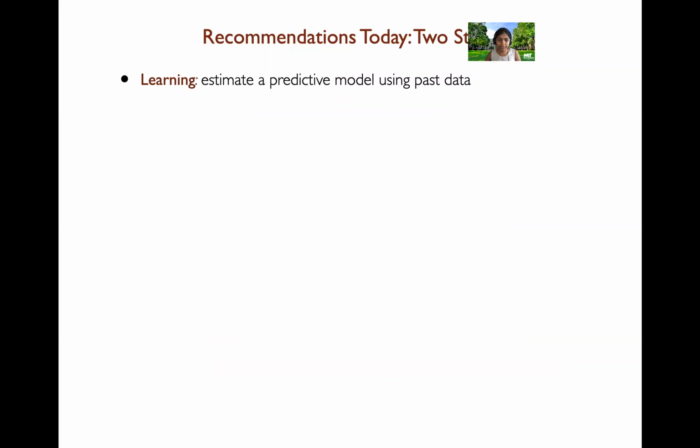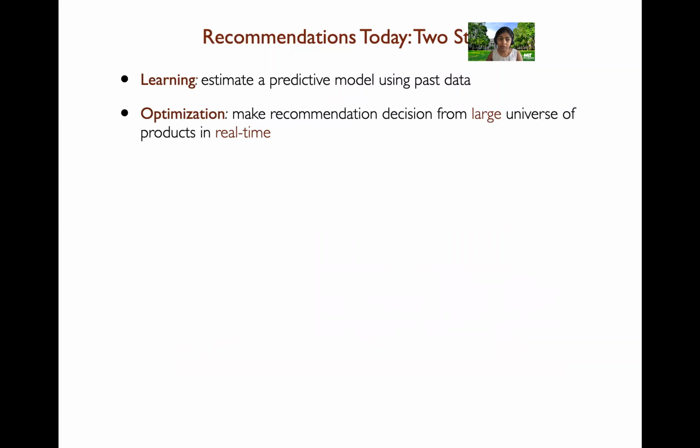The way companies think about making recommendations today is really in two steps. The first step is this learning step of estimating a predictive model using past data. The second step is this optimization step, where they use this predictive model to make a recommendation decision from the large number of products that they have, and in real time.